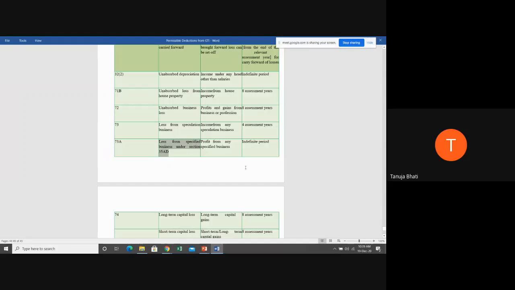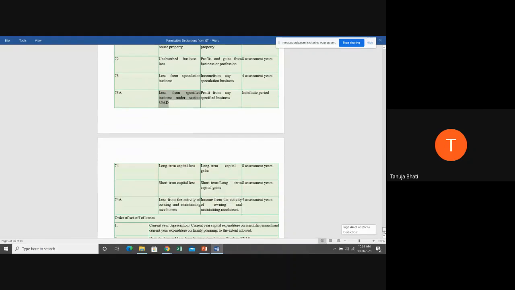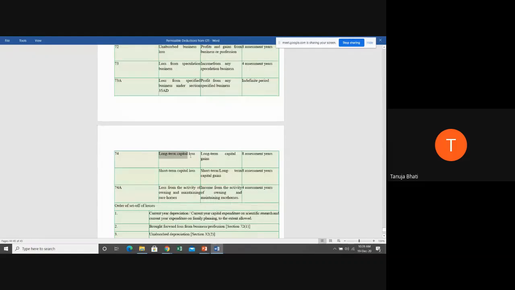Then loss from a business specified under section 35AD, for an indefinite period you can carry it forward. Next, long-term capital loss, it can be carried forward for 8 assessment years. If it is short-term capital loss, you can carry it for 8 assessment years. And loss from the activity of owning and maintaining race horses can be carried forward for 4 assessment years.